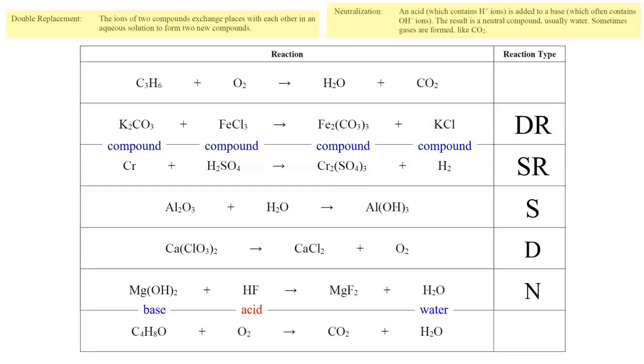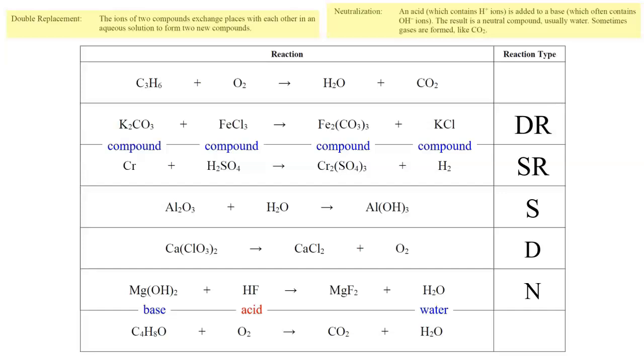So on this slide we can see a double replacement and we can see a neutralization reaction. Now, the last chemical equation on this slide involving a compound, C₄H₆O, reacting with O2, which is an element, would not be classified as a double replacement. You have to have two compounds on each side of the equation.